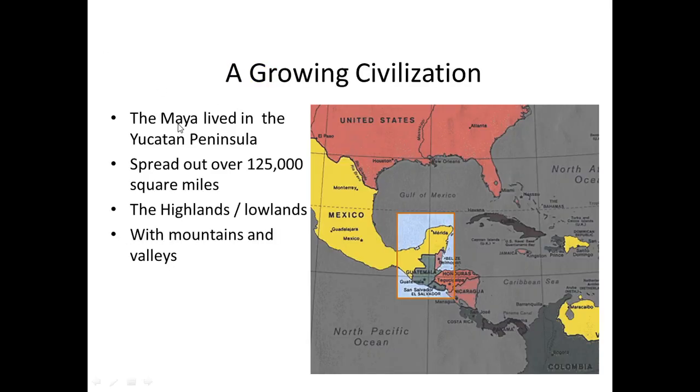So, the Maya live in the Yucatan Peninsula, dito banda. This is the Yucatan Peninsula dito sa loob ng square. It is comprised of the modern-day Guatemala, Honduras, Belize, and El Salvador. So, it's spread out over 125,000 square miles and it's composed of highlands and lowlands. So, bulubundukin at kapatagan dito banda. Diyan nabuo ang civilization nila with mountains and valleys.